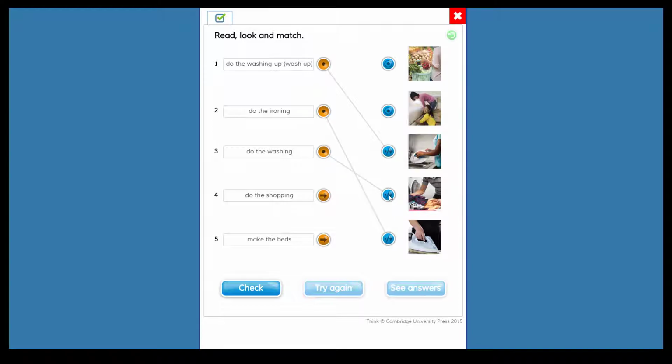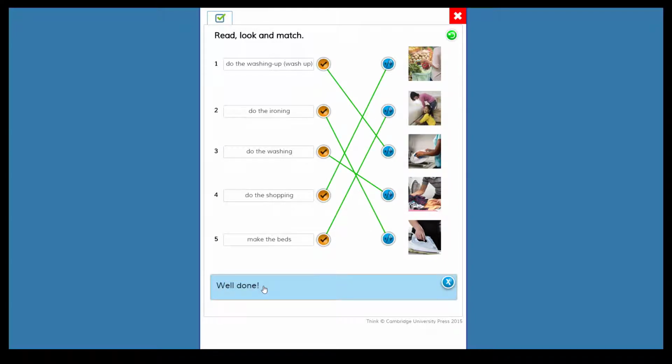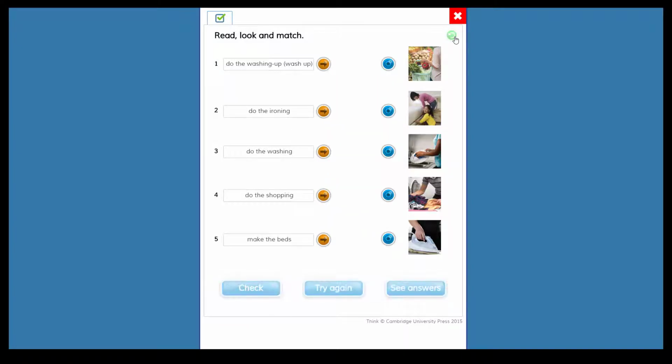This picture. Do the shopping. This picture. And finally, make the beds. This is really easy, right? Is this one? Okay, let's check. Very good, well done. Let's continue with the other pictures now.